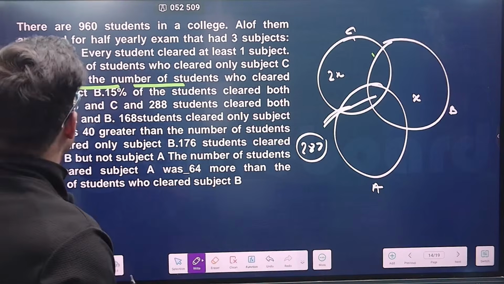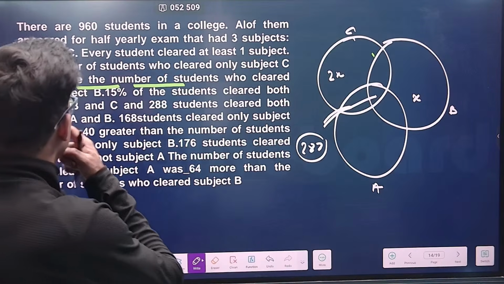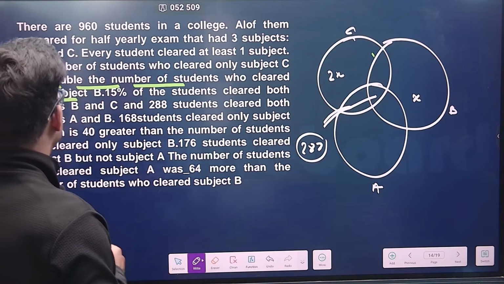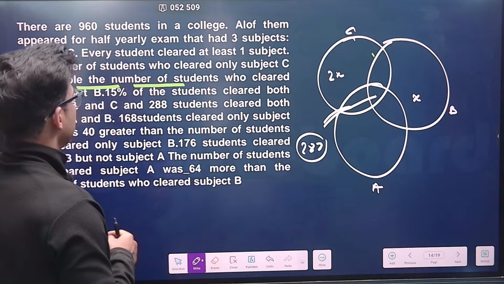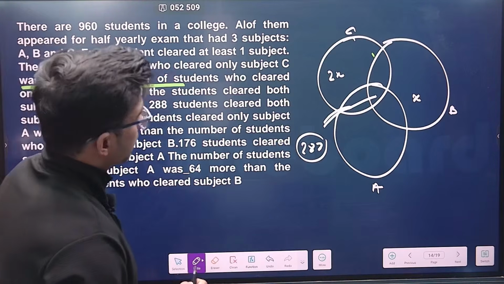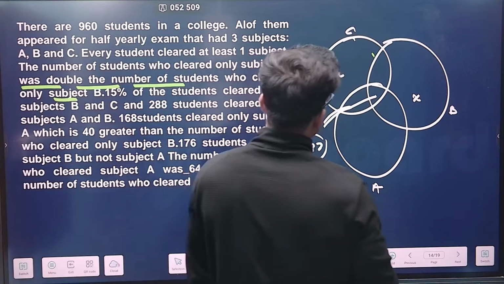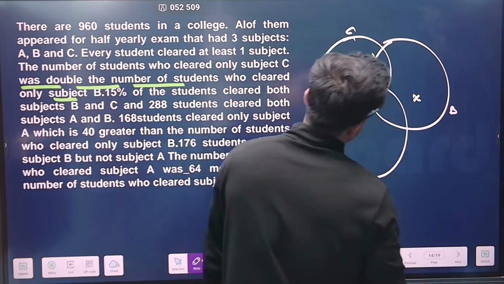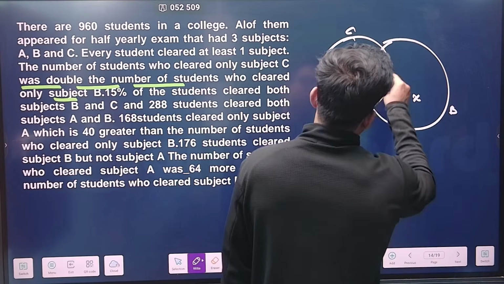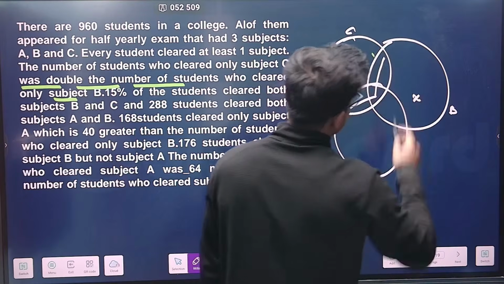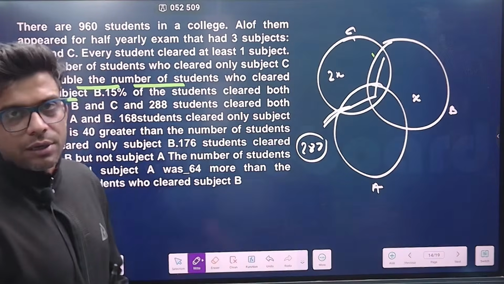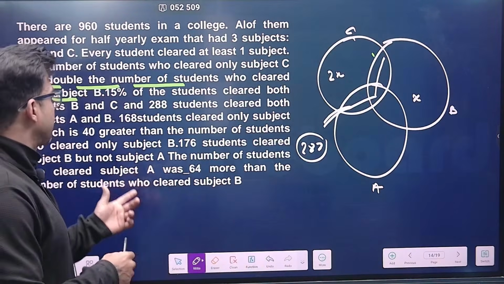15% of the students cleared both subject B and C. B and C, this all part is 15%. So you will calculate, because the total value is given to you.